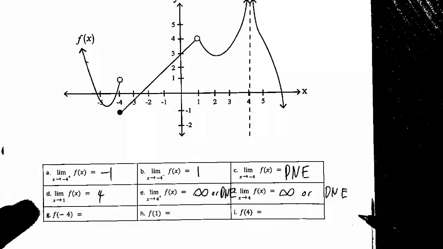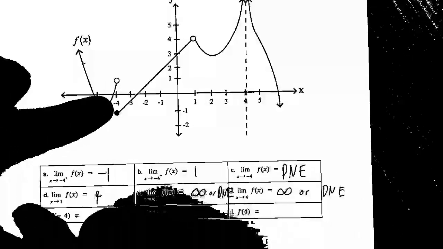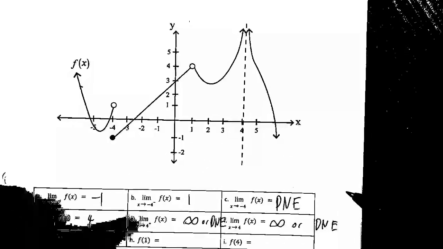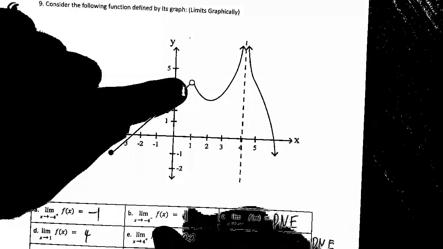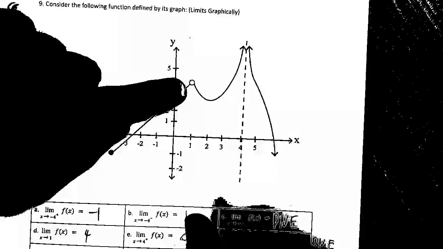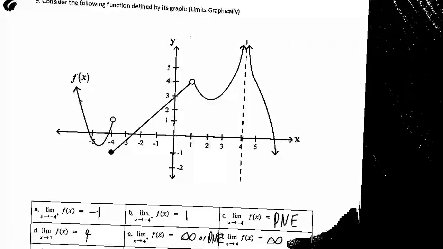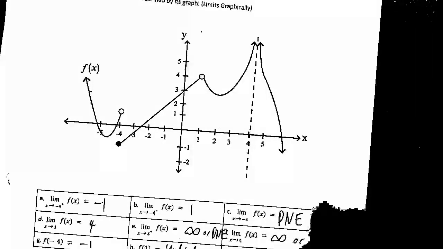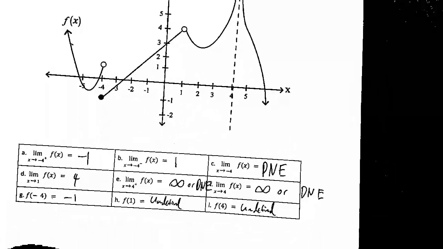f of negative 4, so this is the output. The output at negative 4 is negative 1 because that's the filled in point. The output at 1 is an open hole, so this is undefined. And then f of 4, again, because it's a vertical asymptote, that's undefined. Okay? We got that? All right. A couple more pages, we're nearly done.